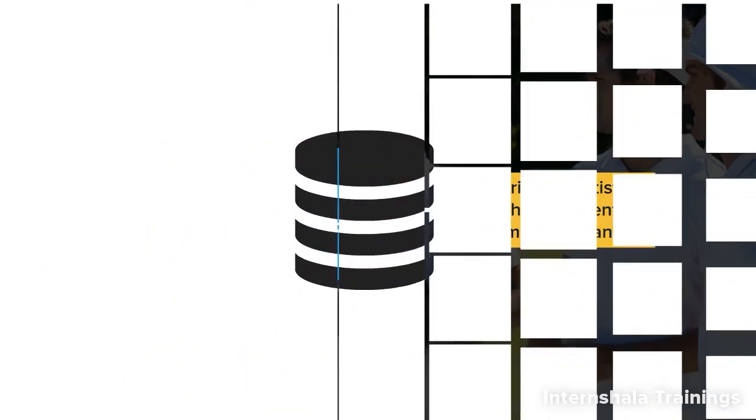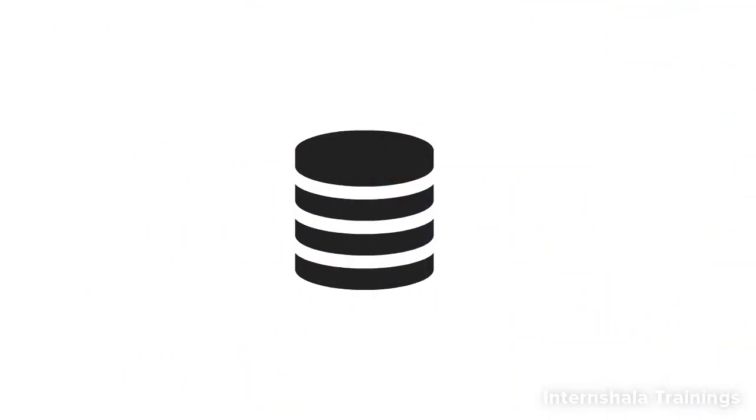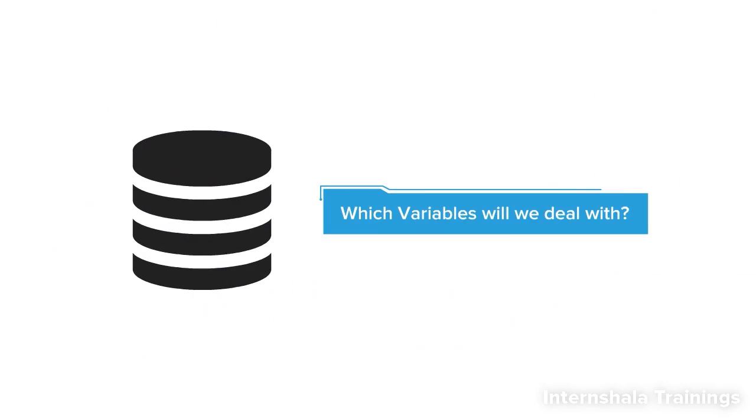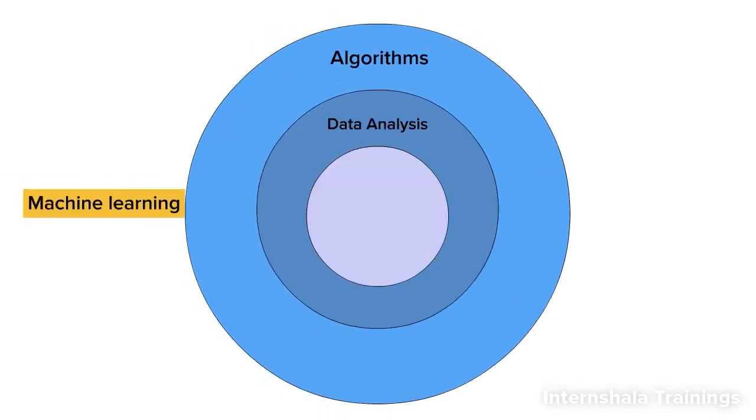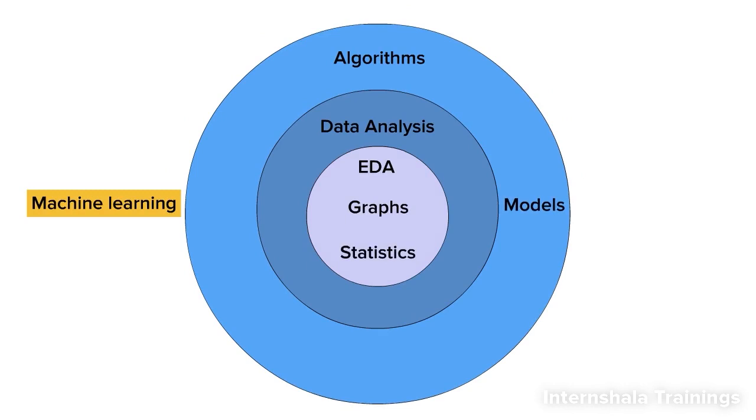All these figures are just descriptive statistics of the opponent team's performance, and this is what EDA is all about. Before we start any modeling on a dataset, it is always necessary to know about the variables that we will be dealing with, and hence EDA comes into the picture. If we have EDA, we know about the dataset and hence our modeling becomes easy. This can be summarized in the diagram given on the screen. Using machine learning, we create models where we do data analysis using different algorithms. We also explore the data using different methods for the EDA.